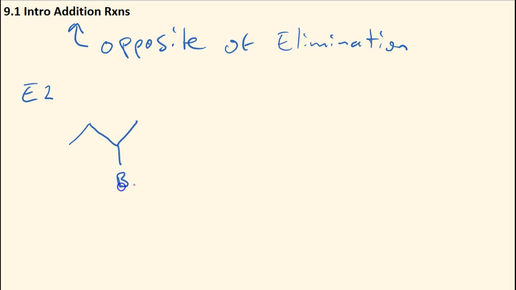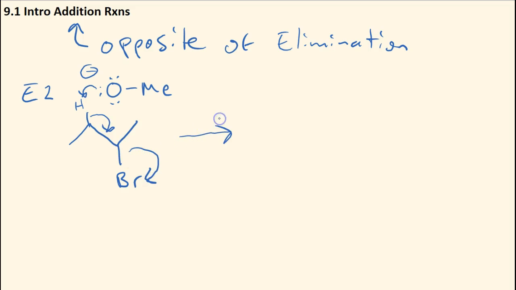I have 2-bromobutane, and I take a strong base like sodium methoxide. So here's the methoxide ion, a strong base because it has a negative charge. So what does a base do? It steals a proton. It's going to abstract this proton from the beta carbon, and the pair of electrons that bond that hydrogen to the carbon will become a pi bond, followed by loss of a leaving group, and we end up with an alkene.